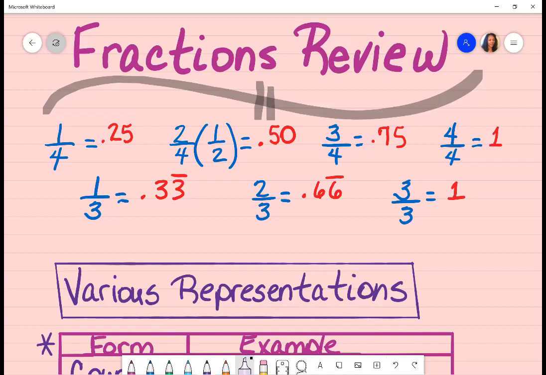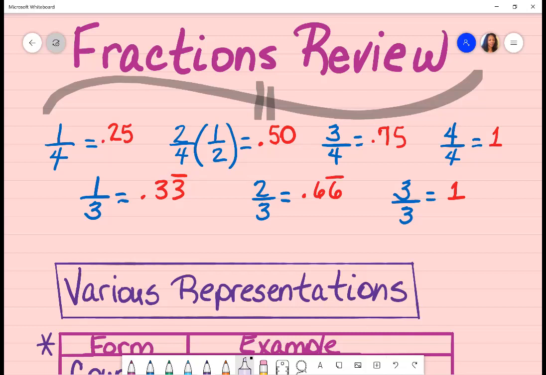Another fraction that you commonly see is 1 over 3, and that is equivalent to 0.33 repeating. So this little symbol here, if you ever see that, that means that the 3 just keeps repeating over and over and over. So instead of writing 0.333333 forever, you can just put the little line over it.